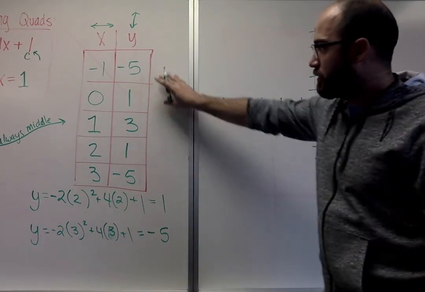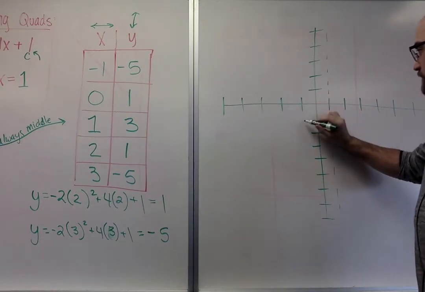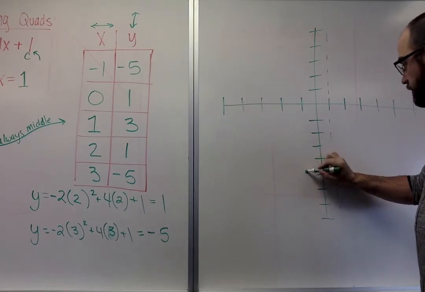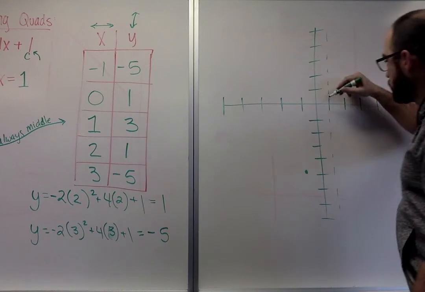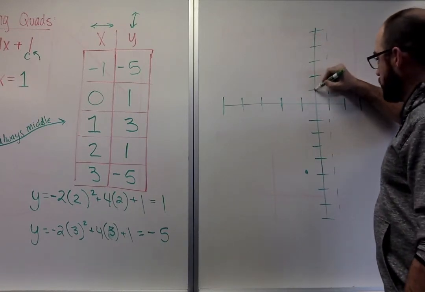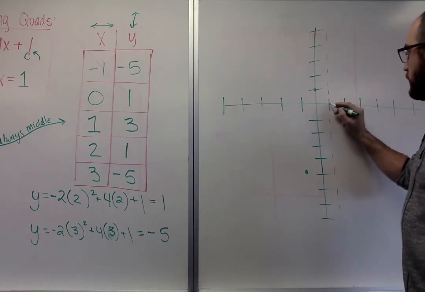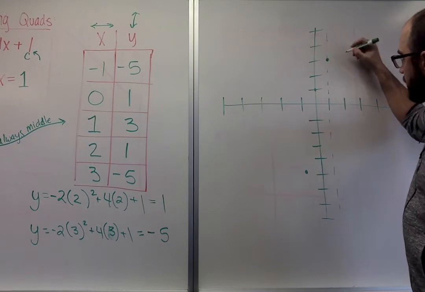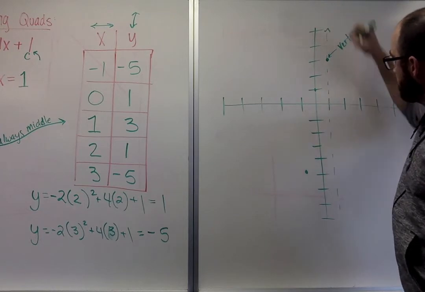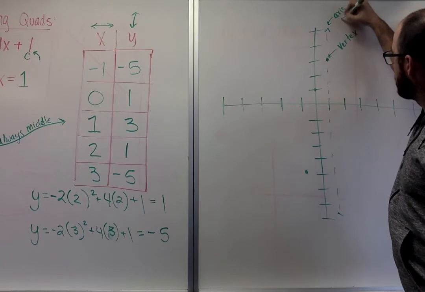So -1, -5 tells me -1 is to the left 1 and then down 5. So 1, 2, 3, 4, 5. So that's going to be my first point. My next point is 0, 1. So 0 is right here on our x-axis. This is 0. Y value is 1, so I put a dot at the 1. 1, 3, so the x value is 1. Up 3, I'm going to put my dot there. This right here is my vertex. This dotted line is my axis of symmetry. That's where I'm getting it from.